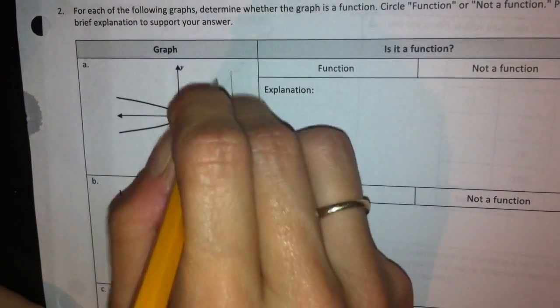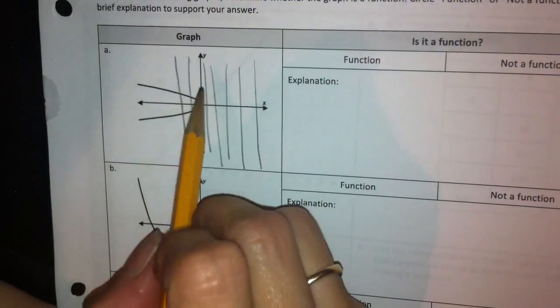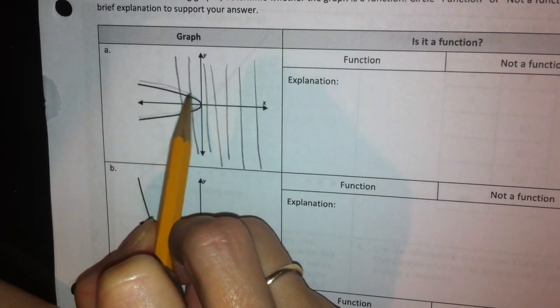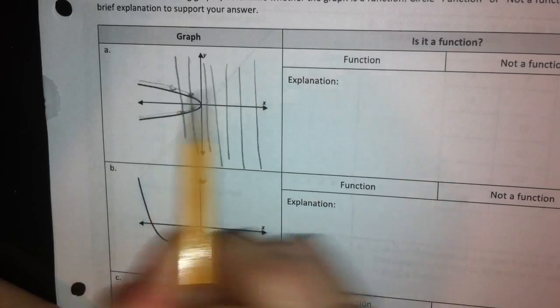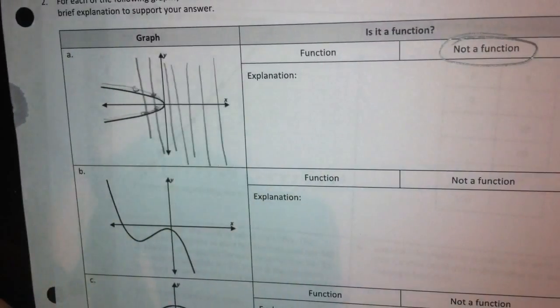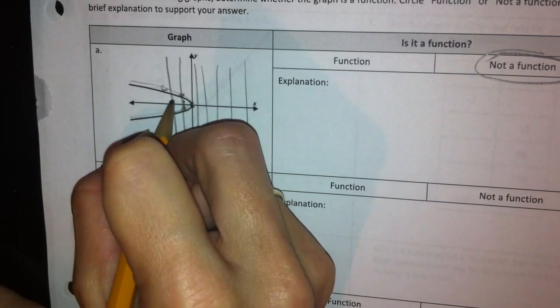If I drop vertical lines down, my line can only hit the major line once. And look, I hit right there and right there. I hit right there and right there. So no, this is not a function. Because let's say this is 0, 1, and 2.